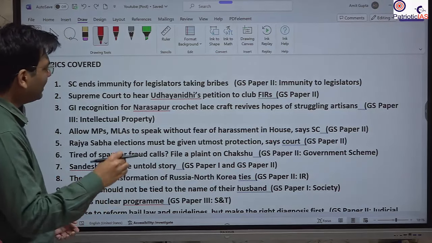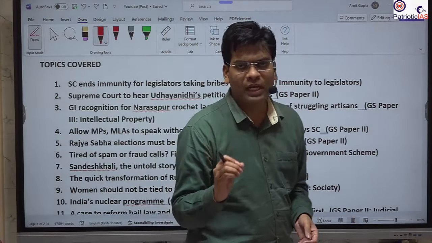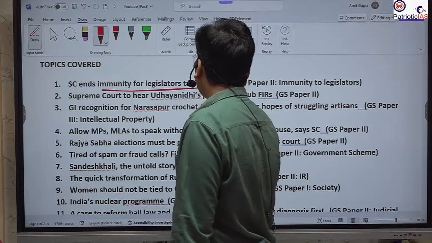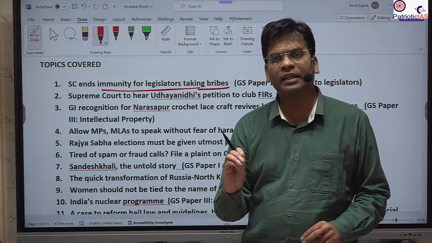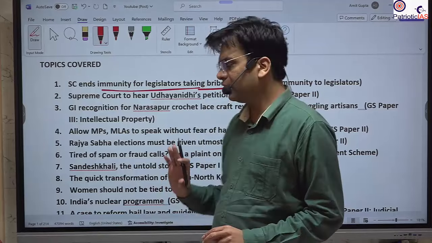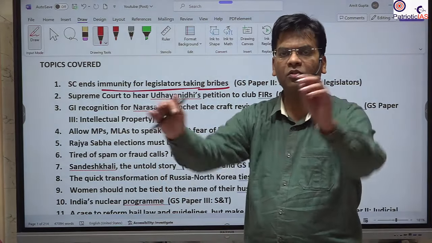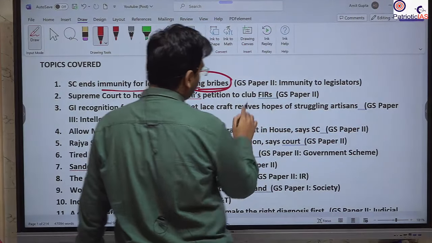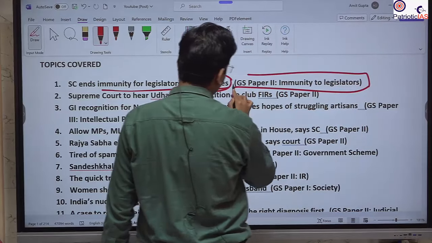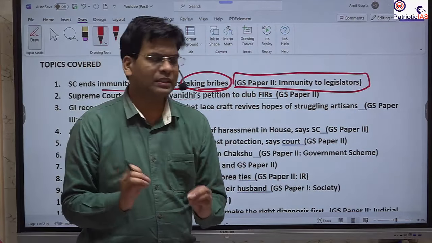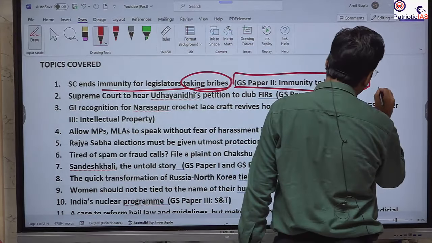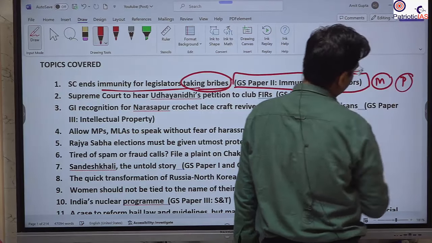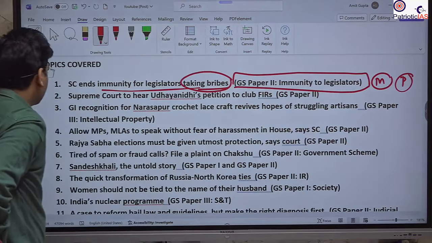So we will start with a very landmark decision from the Supreme Court: immunity for the legislature taking a bribe is not considered under Article 105 or 194. It means the immunity provided by this constitutional provision is not for taking a bribe. This will be under GS paper 2, under the immunity of the legislature. It is very important from the mains perspective, but the articles mentioned will be helpful, and UPSC in the prelims can ask questions on that as well.